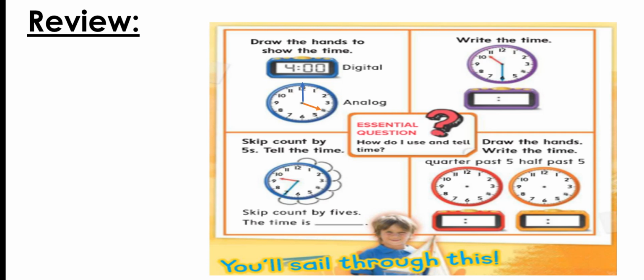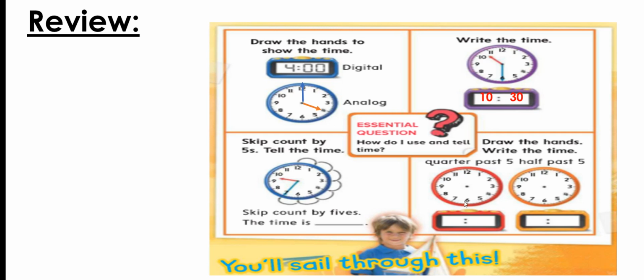This is time to the half hour. Look, the hour hand is pointing between 10 and 11, so that means that the hour hand is still on 10. And the minute hand is pointing to 6, which means it is half hour or 30 minutes. So in a digital clock, it's going to show 10:30.